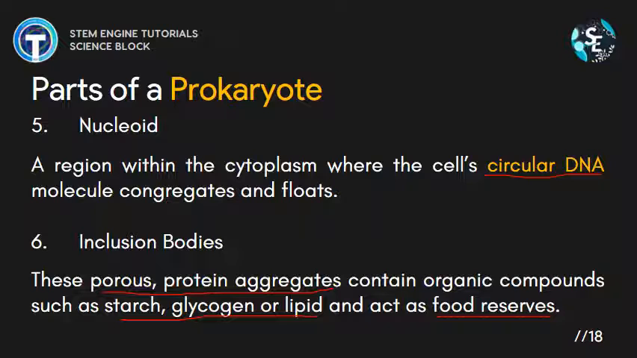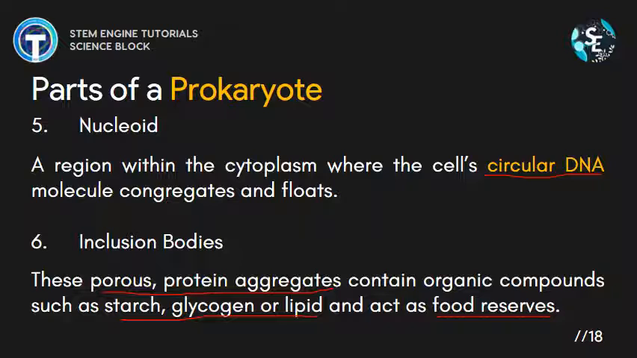Ngayon, napag-usapan na natin kung ano ang mga nasa locomotion parts and protective parts ng isang prokaryote. Pag-usapan naman natin ngayon kung ano ang mga nakikita sa kanyang interior. So first, let us talk about the nucleoid. So ito na yung sinasabi nating walang true nucleus ang isang prokaryote. Instead of a true nucleus, it has a region called nucleoid. So it is a region within the cytoplasm where the cell's circular DNA molecule congregates and floats.